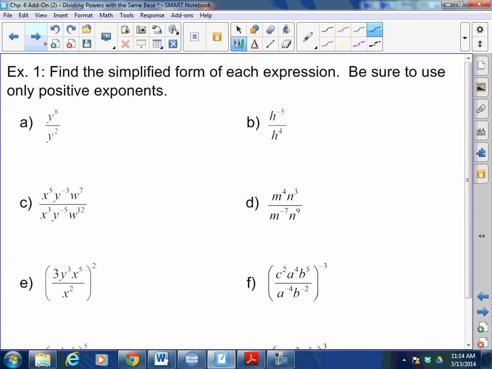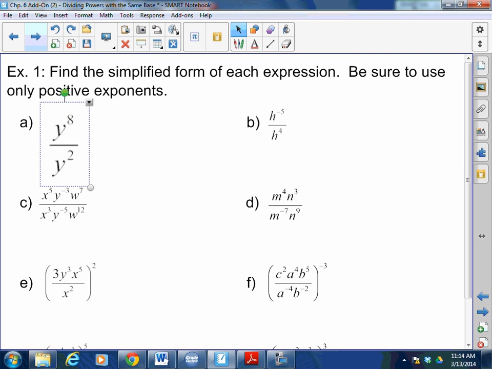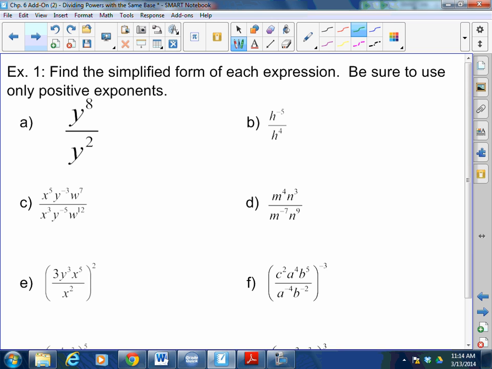Okay. Now, let's go ahead and practice some. I got y to the 8th divided by y squared. You could go the traditional way and go y to the 8 minus 2, which equals y to the 6th. Or you could just start learning my trick. How many y's do I have in the numerator? How many do I have in the denominator? Let's take 2 from here. Let's take 2 from here. I'm left with y to the 6th. Done.